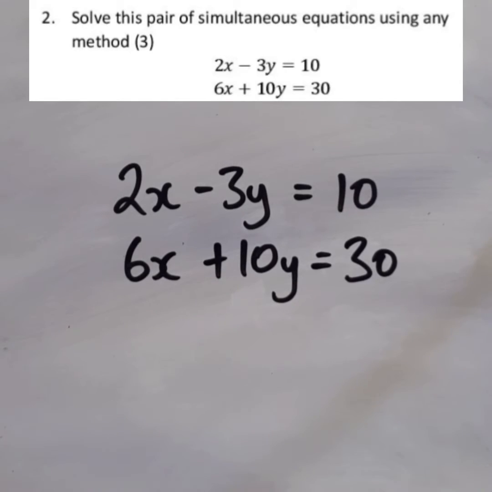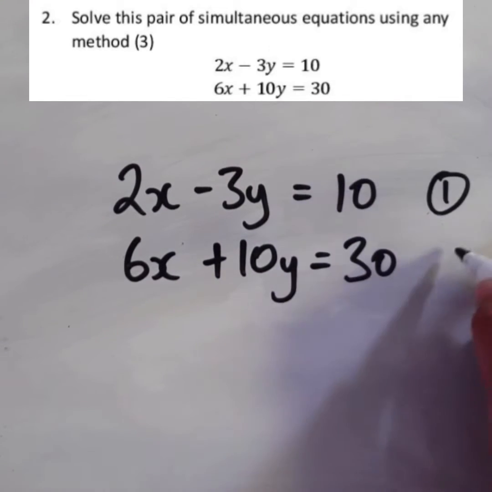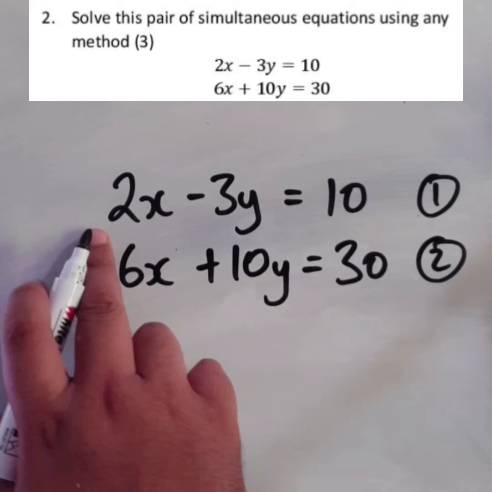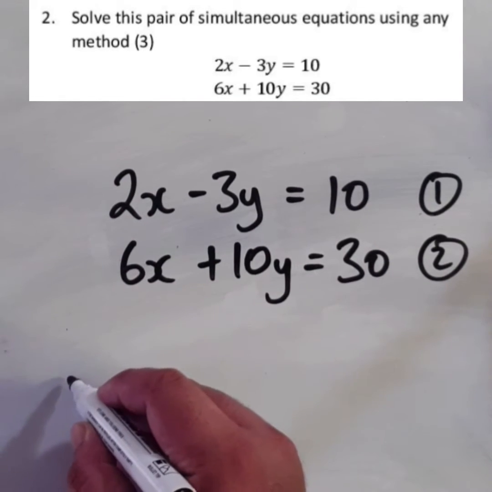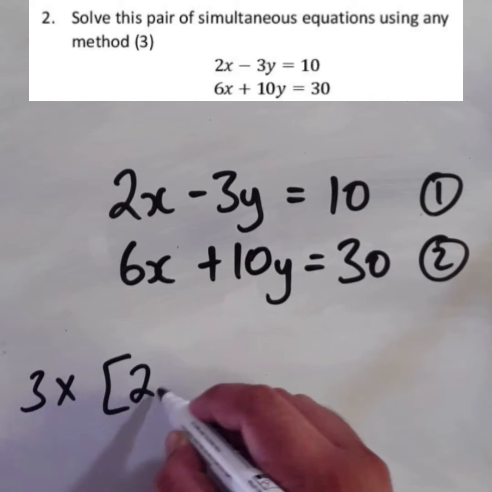So now we're going to solve a simultaneous equation. So what I always do is I first label them, equation 1 and equation 2. Then to solve this, we have to make sure that at least one of the coefficients are equal. So what I can do is I can multiply equation number 1 by 3.